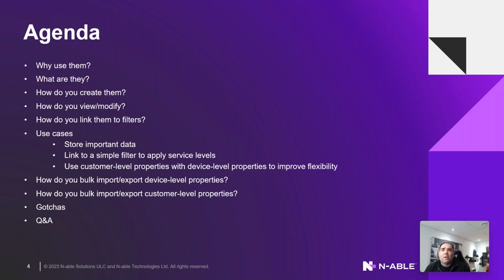What we are going to do is I want to talk a little bit about what custom properties are, why you should use them, how you use them, create them, view them, and how you link them within filters. And then the use cases for them are pretty wide and broad. But long story short, we're going to focus on how to store important data like BitLocker keys, how to do a filter to apply service levels or patch levels, and how to use a custom property with a device level property to improve your flexibility when you configure. So I'll show you that.